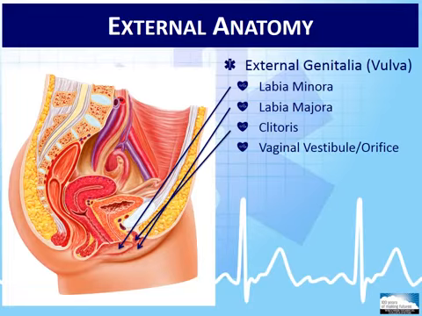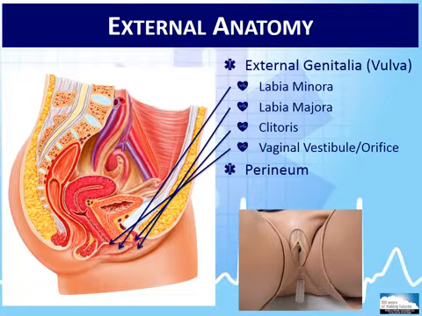The clitoris is a small, elongated erectile organ located anteriorly on the vulva. The vaginal vestibule or orifice is the opening to the vagina. The opening is protected by the labia minora and majora. These structures are all contained within the area known as the perineum. The perineum is a diamond-shaped area corresponding to the outlet of the pelvis.